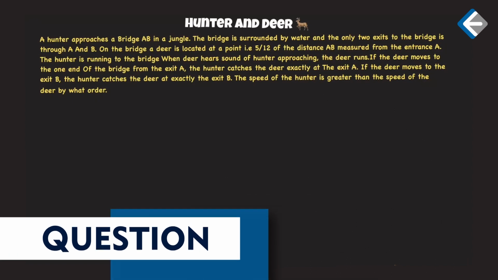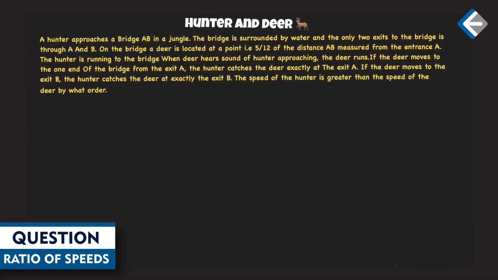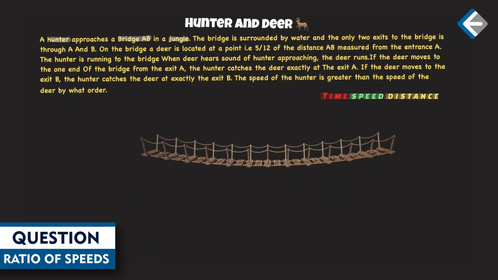On to the next question, which is an application of time, speed, distance: the hunter and deer problem. A hunter approaches a bridge AB in a jungle. So in a jungle there is a bridge AB and the hunter is approaching this bridge. There are only two exits, A and B. The bridge is surrounded by water and only two exits are there, A and B, as we know.